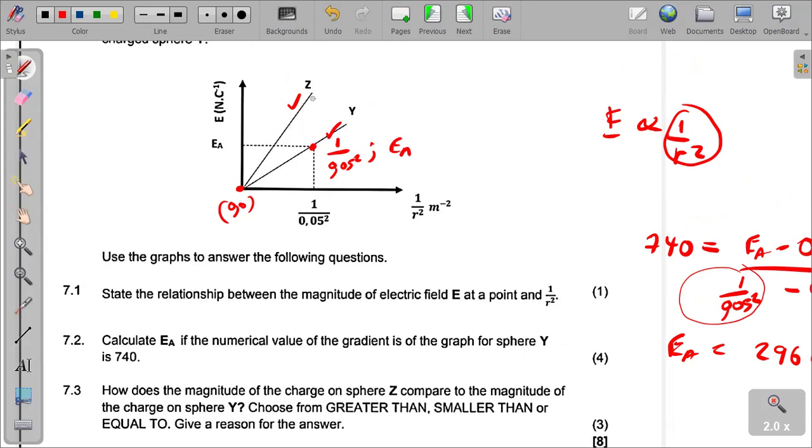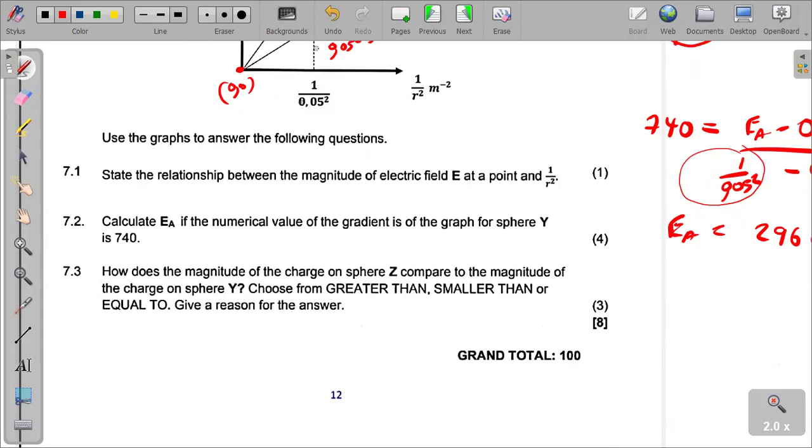So this marks the last question in our revision, and the grand total there we are seeing is 100, and this marks the end of our revision.